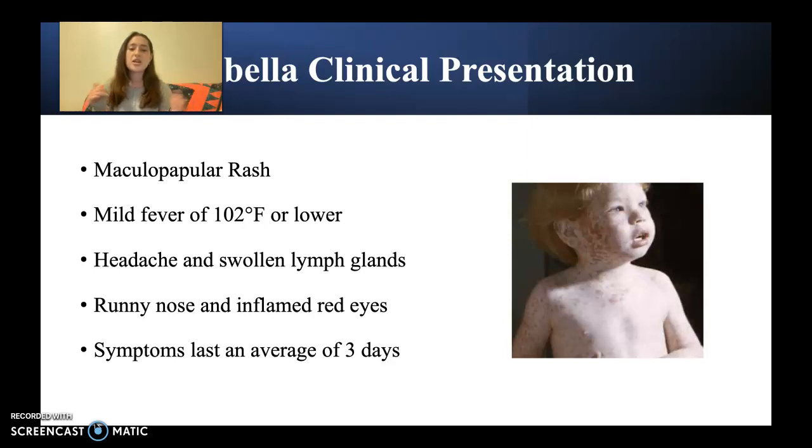And now this rash also appears similar to that one of measles, both are maculopapular, and this one is going to start on the face, on the head, and it's going to spread down to the body. Now, other symptoms of Rubella are going to be a mild fever of 102 degrees Fahrenheit or lower, a headache, swollen lymph glands, a runny nose, and inflamed red eyes. So overall, these symptoms are very mild and will only last an average of 3 days. And that is why Rubella is also called the 3-day measles. As for these symptoms, only 25 to 50% of people infected actually develop these symptoms, and that's really how mild it is, but Rubella is still highly contagious.